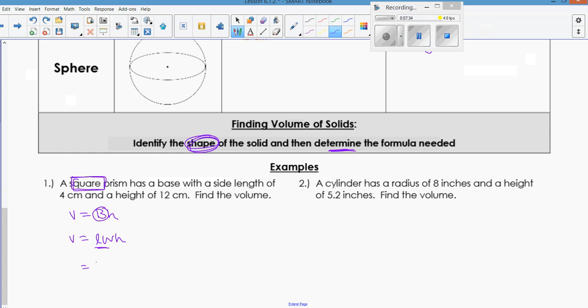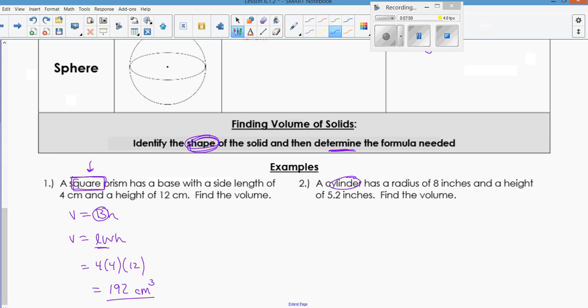So if it's got a side length of 4, it would be 4 times 4, and the height of the prism is 12. So the volume would be 192 centimeters cubed. We need to make sure we cube because we're talking about volume now. Okay, so you just really have to pay attention to this word right here.